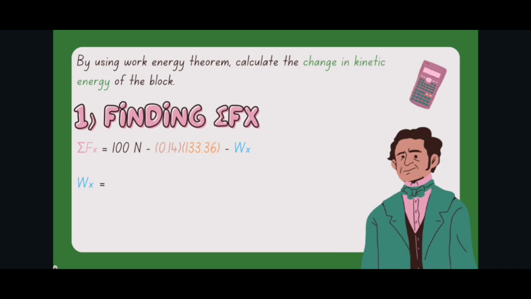Next, we are trying to find the value of Wx by using the formula W sine theta. Just as we did previously, substitute the value of W inside the equation and you can find the value of Wx, which is equal to 62.19 Newton. From there, we just substitute all the values that we have found previously into the main equation, which is the equation of summation of Fx, and start doing our calculation until we get the value of summation of Fx, which is equal to 19.14 Newton.